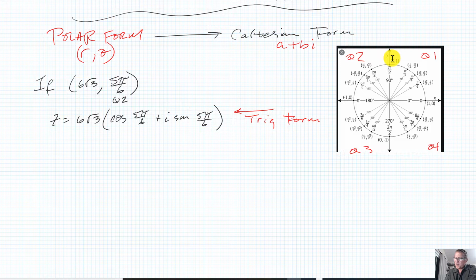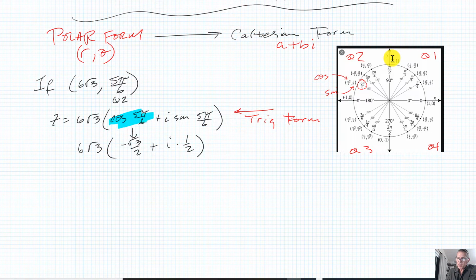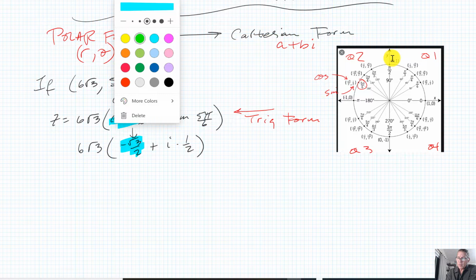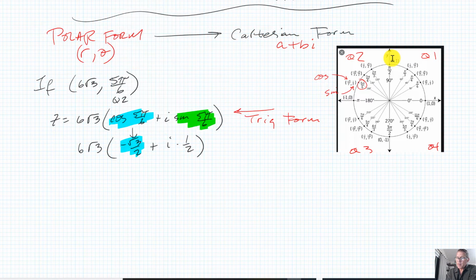And then you've got 5 pi 6, which is your quadrant 2 angle. And again, the cosine is the first coordinate, and the sine is the second coordinate. So I know that I have 6 rad 3 times the cosine of 5 pi 6, which is negative rad 3 over 2, plus i times the sine of 5 pi 6, which is simply 1/2. So I just took the unit circle and applied it. You have to learn how to use a resource like the unit circle.